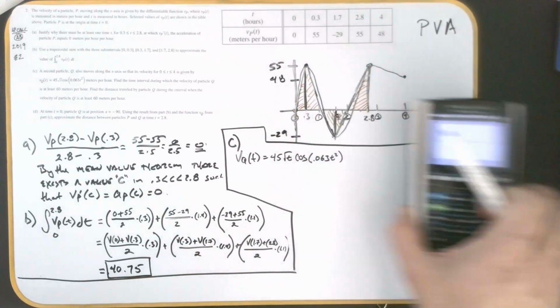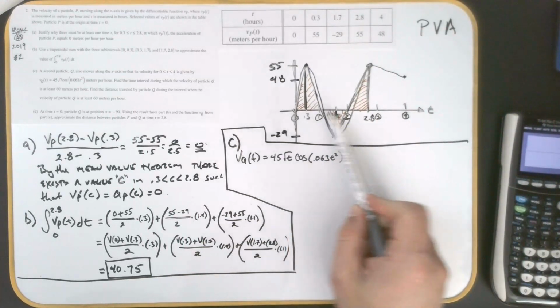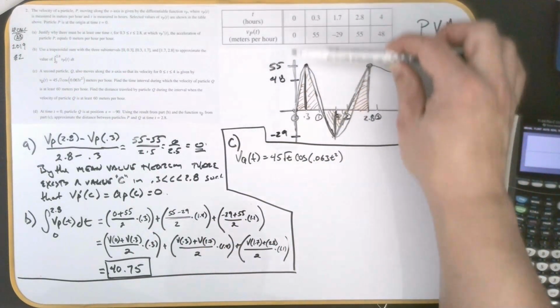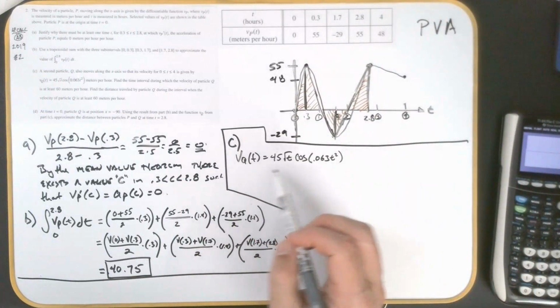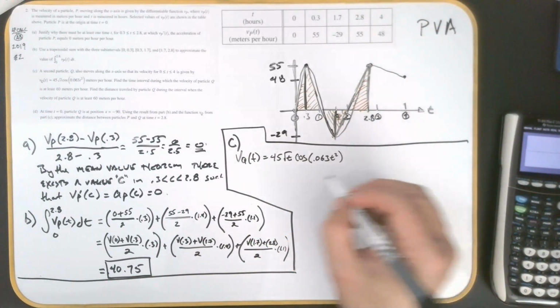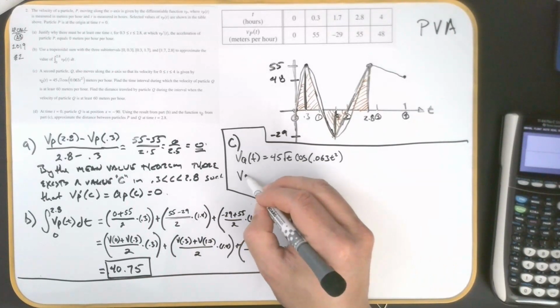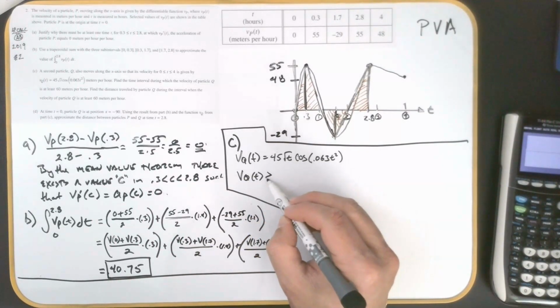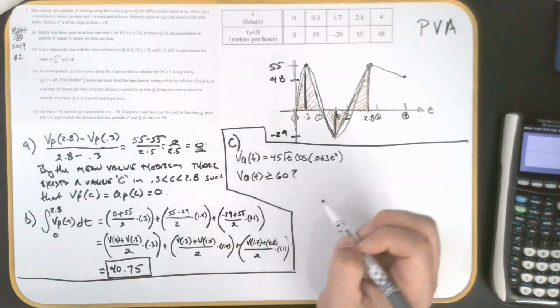And in fact, let's go back to this graph right here. This is time. This is your velocity in meters per hour. So what they're saying is, when is this 60 or greater? So that was their question. When is the velocity of Q, of point Q, when is it greater than or equal to 60? That's what they want to know.